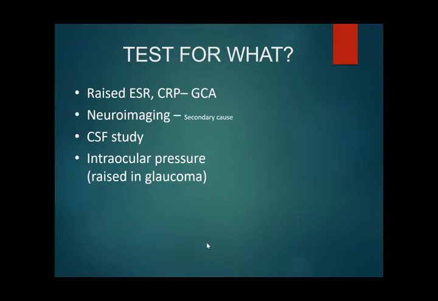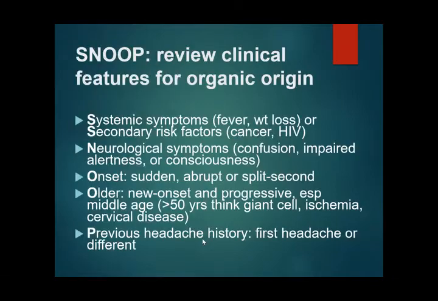And then come the neurological symptoms, which include confusion, impaired alertness or consciousness. Again, it's a red flag. Onset, sudden, abrupt, or split seconds. Again, most probably secondary headache. Older age group, new onset and progressive, especially in the middle age, that's more than 50 years. Think about either giant cell arteritis, ischemia, or any cervical disease.